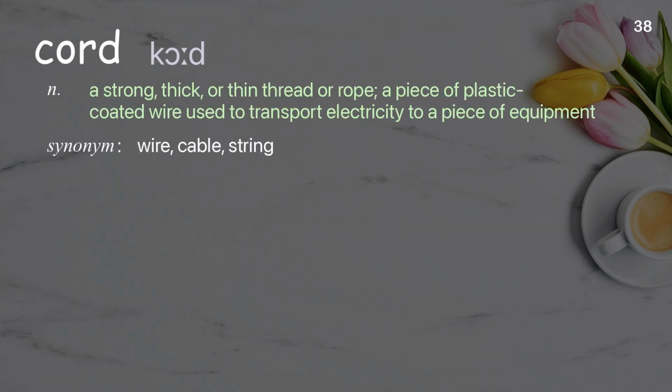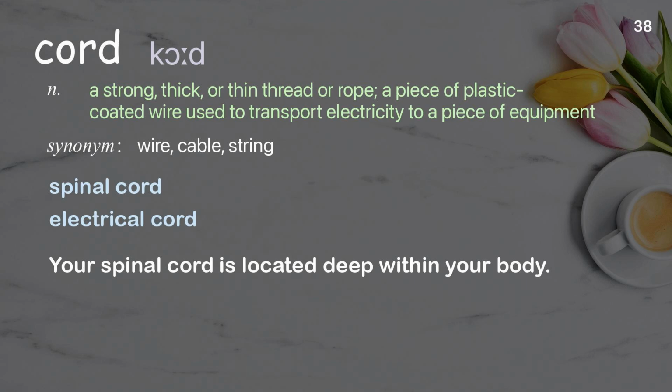Cord: a strong, thick or thin thread or rope, a piece of plastic-coated wire used to transport electricity to a piece of equipment. Examples: Spinal cord. Electrical cord. Your spinal cord is located deep within your body.